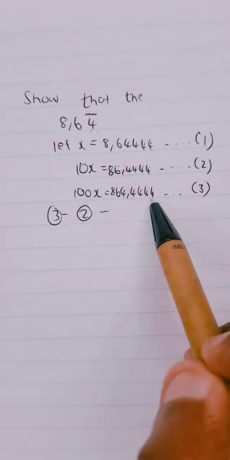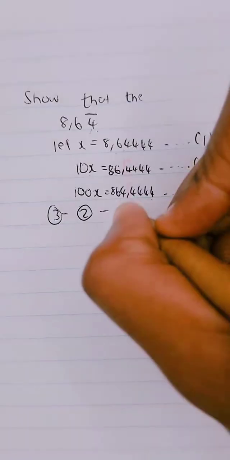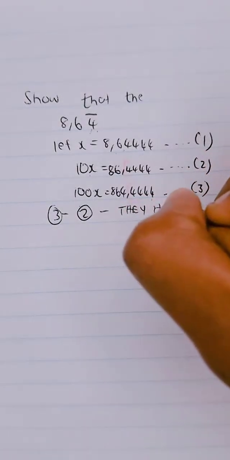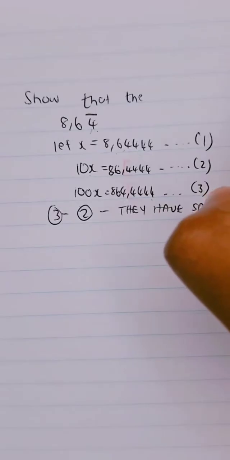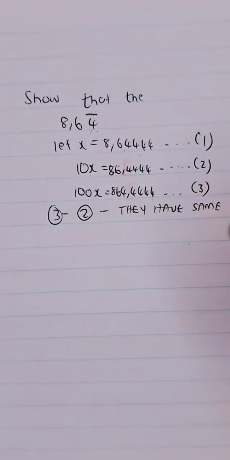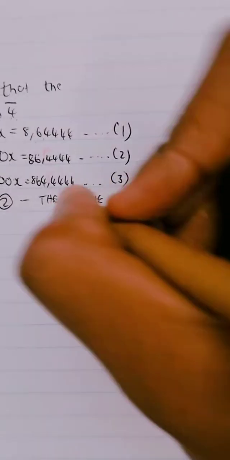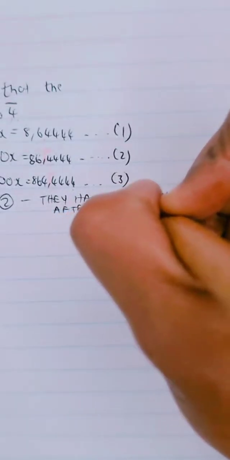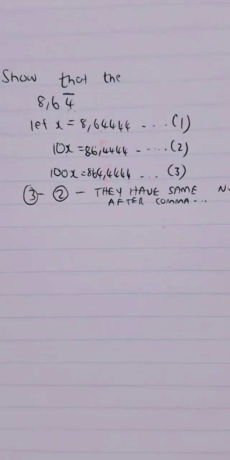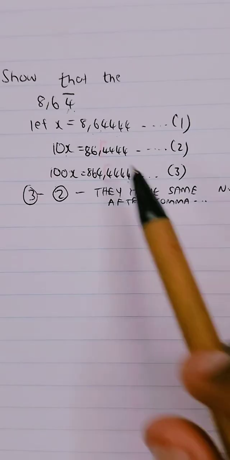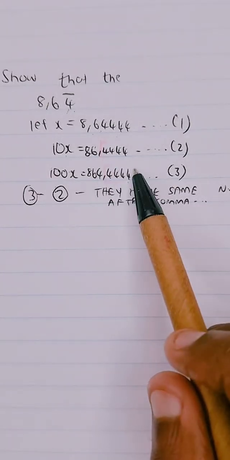Okay, we're going to take equation 3 and 2 because they have the same numbers after the comma. That's what we want, because we want to eliminate the decimals. Me, I just tell my learners you can formulate as many equations as you want, just as long as you choose the 2 equations whereby you can subtract the same numbers after the comma.